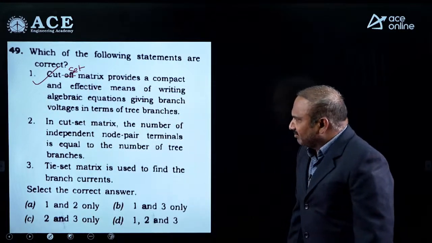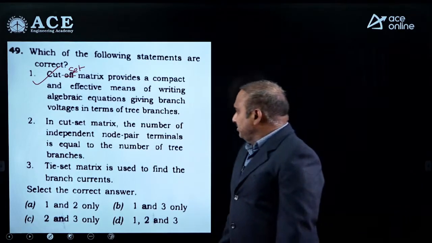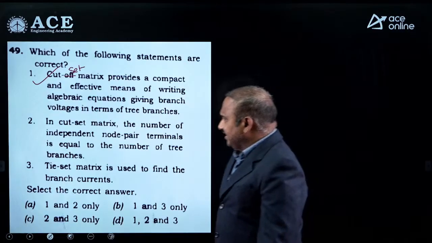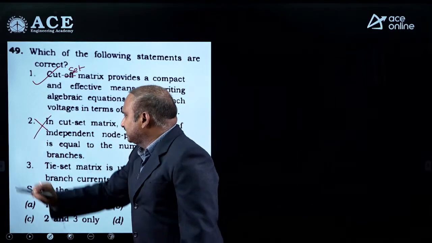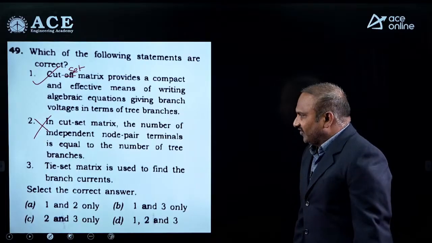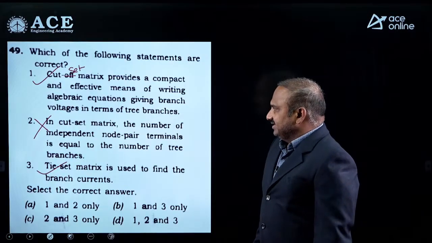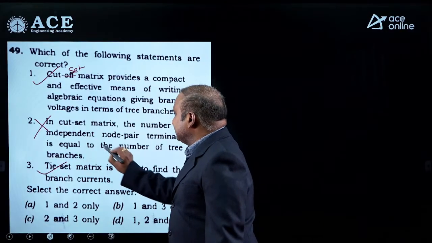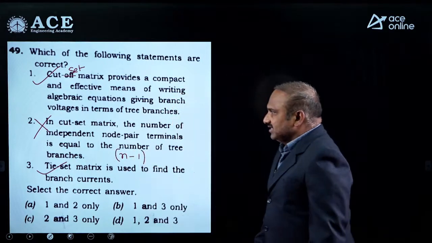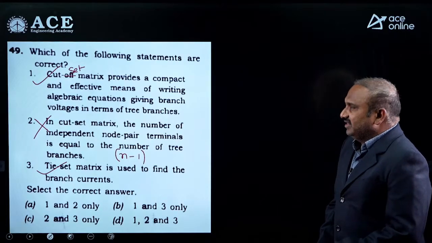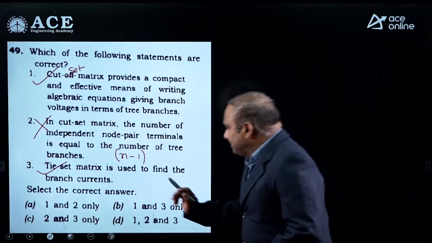And in the cut set matrix, the number of independent node pair terminals is equal to the number of tree branches. The number of tree branches is equal to twigs. That's why here independent node pair terminals and tree branches are not equal, so the second statement is not correct. And the tie set matrix is used to find the branch currents. Yes, because it is the loop analysis. In the cut set matrix the twigs are equal to n minus 1, not equal to n. That's why the second statement is wrong. First and third are the correct ones. As per the given options, 1 and 3 are correct. Option B is the correct one.